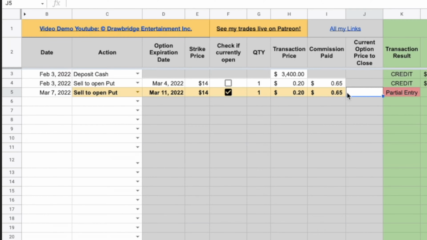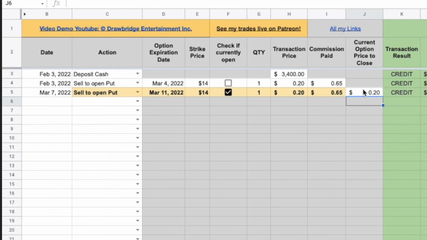And again, similarly, it's a partial entry until I put in the current price. And this could be updated over time. If I was checking this and the price had increased or decreased, I would be able to enter whatever price I want into this, always as a positive number because it calculates it out as a negative, or as a cost to close. So in this case, we're going to put this back at 20 cents and we're going to record this as if the stock was assigned.